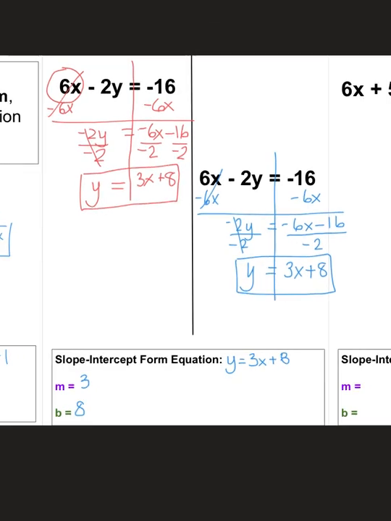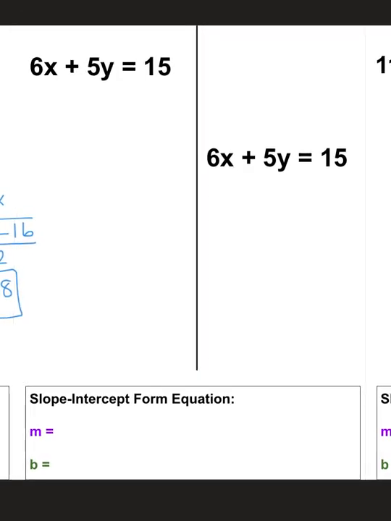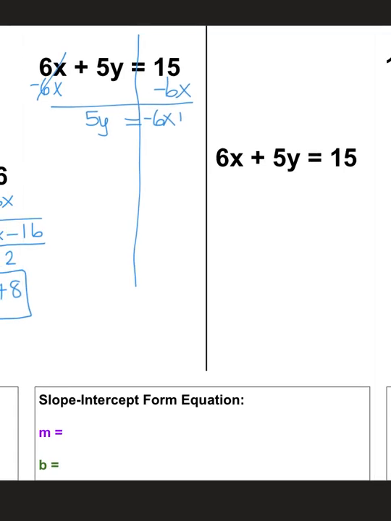Trying another one, we have 6x plus 5y equals 15. Okay, so we're going to get the variable y by itself. So that means we need to subtract or cancel out that 6x first. So subtract 6x here, subtract 6x here. Leaves us with 5y on the left and -6x plus 15.